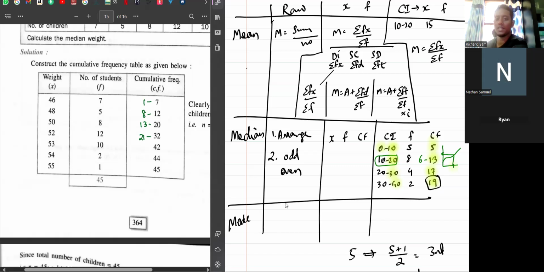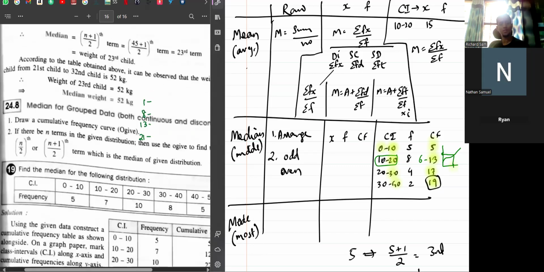Now, mode also you have 3 types of data, raw data. What's the meaning of the word mode? Maximum number. Whichever occurs the most number of times, that is mode. I put most. Median was middle value, and mean was average. So mode is whichever value occurs the most number of times. This is the easiest. Right?